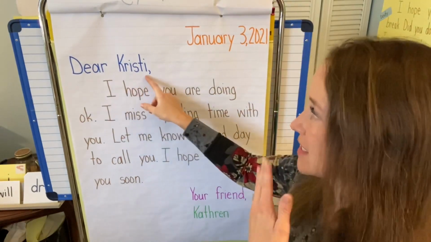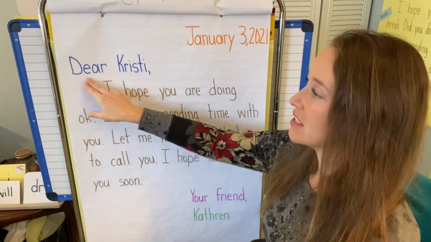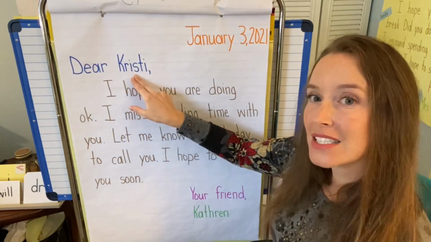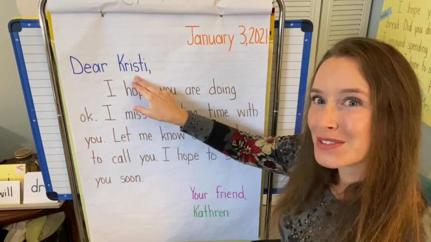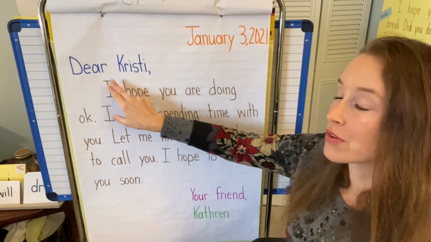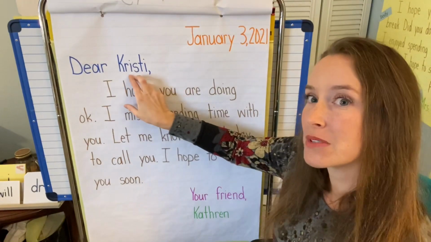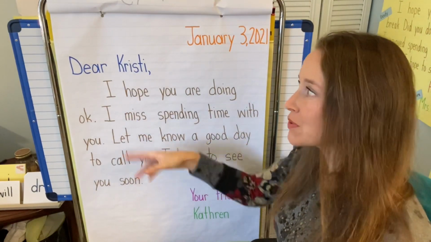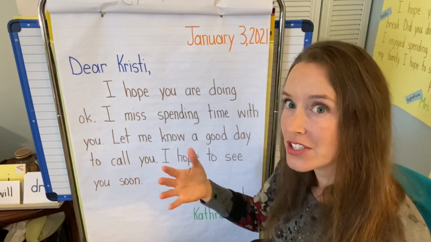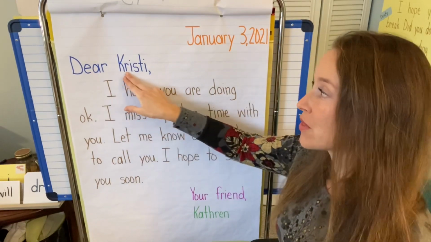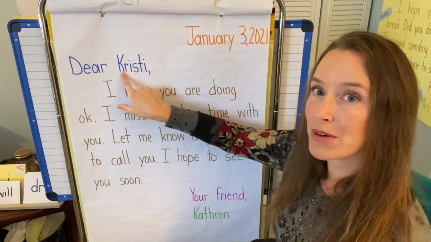Dear Christy, that's my greeting. So dear is like saying hi. Christy is my friend. She's a friend that lives in my neighborhood. So I wrote the letter to her. So that's why her name's here. Before I was writing to you, so it said dear class, but now I changed the person I'm writing to. So I wrote their name here. See how it starts with a capital letter?